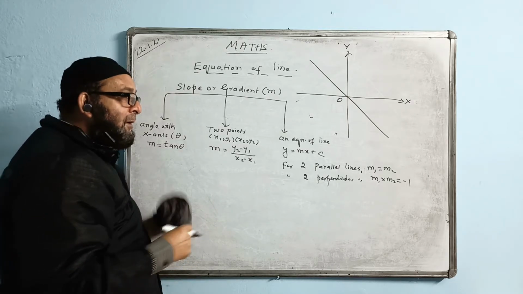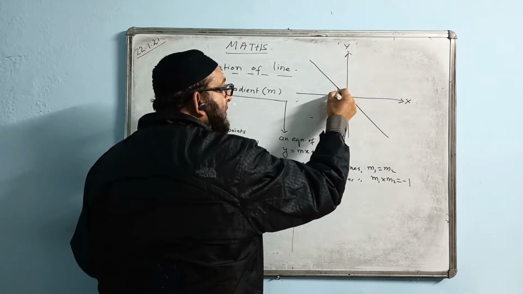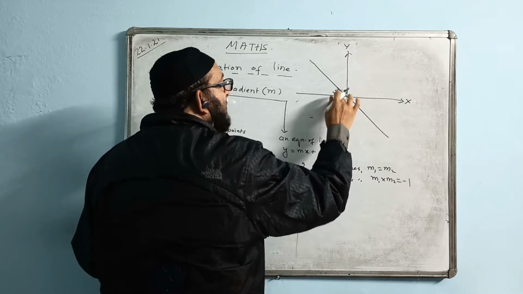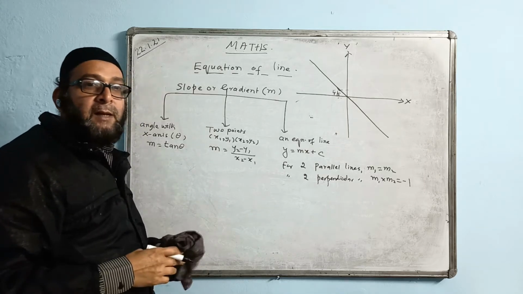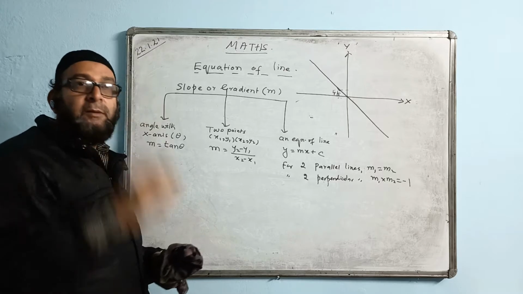Tan 0. This entire angle is how much? 90 degrees, no? Then this will be what? 45, no? 45. What is the answer now? Tan, how much will you take now? Yeah, -1. Minus tan 45 is the slope value. The slope value is -1 in this case.